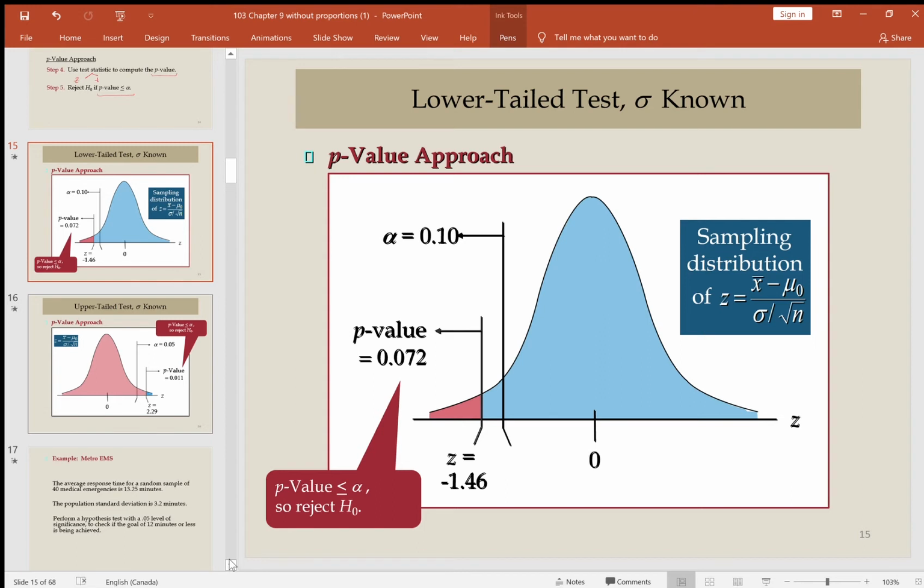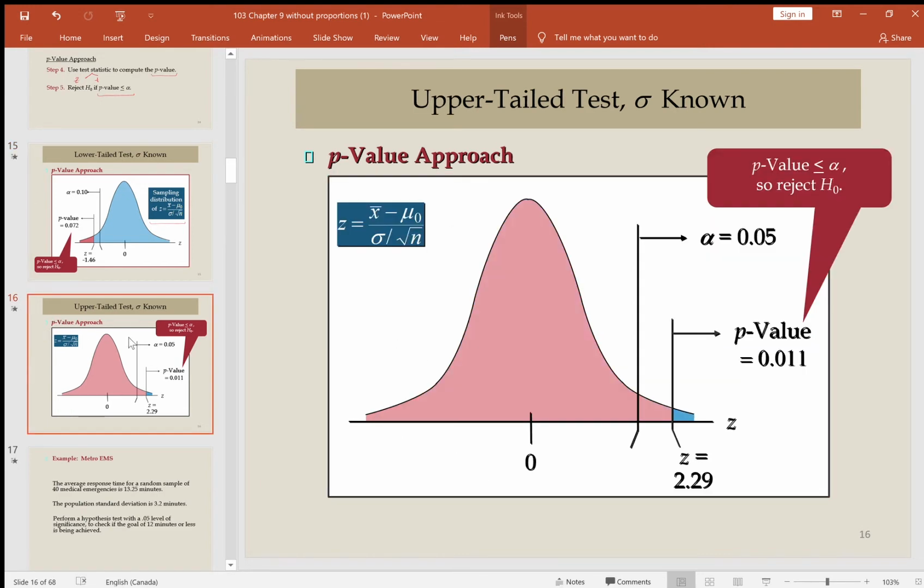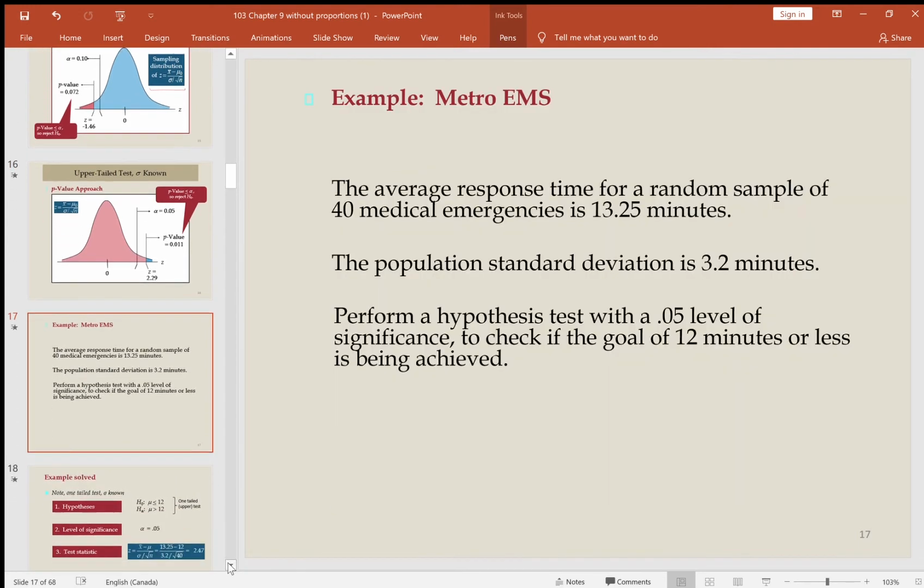We will calculate the z-score using the same formula that we learned in chapter 8. Then we will see how much is the p-value and how much is the alpha, using the standard normal distribution, and we'll reject the hypothesis if p-value is less than or equal to alpha. Don't worry if these two diagrams are not super clear. I will explain them once again when we do the questions. So let's go back to our emergency vehicles problem.